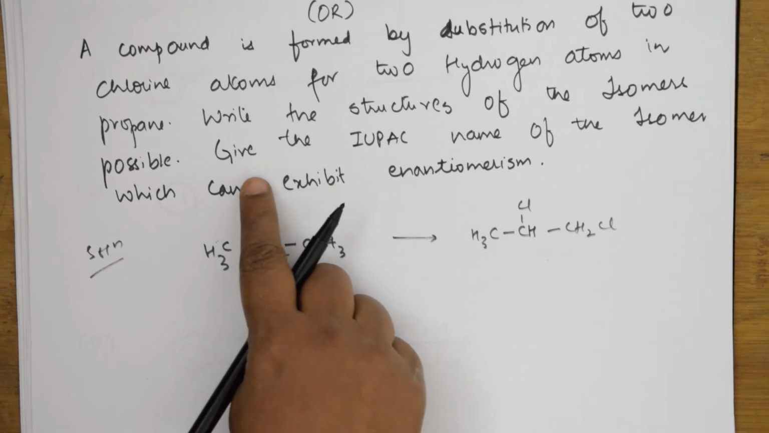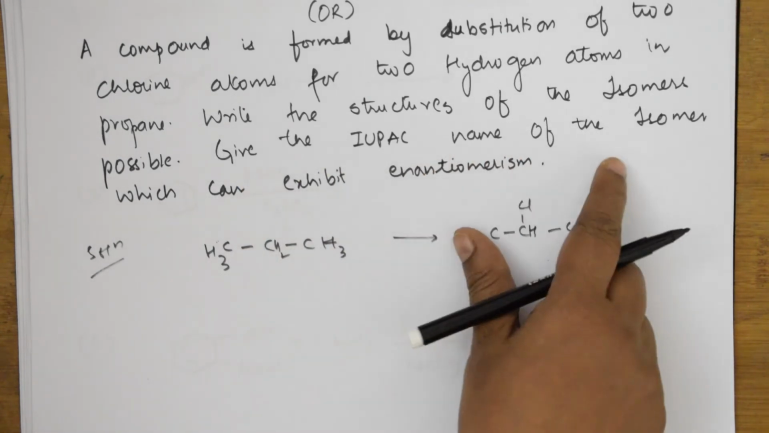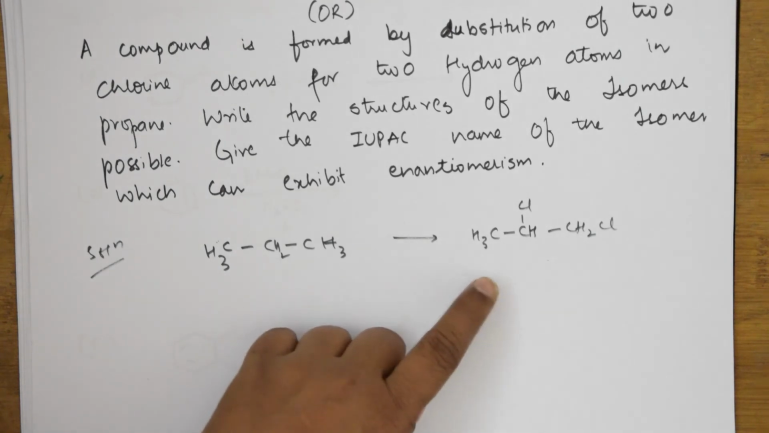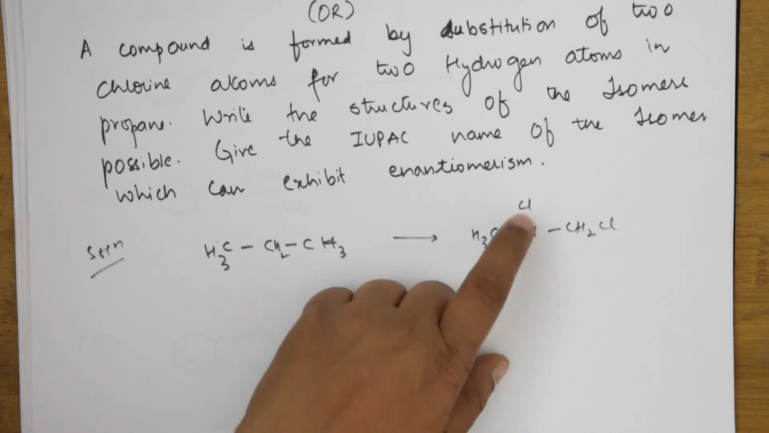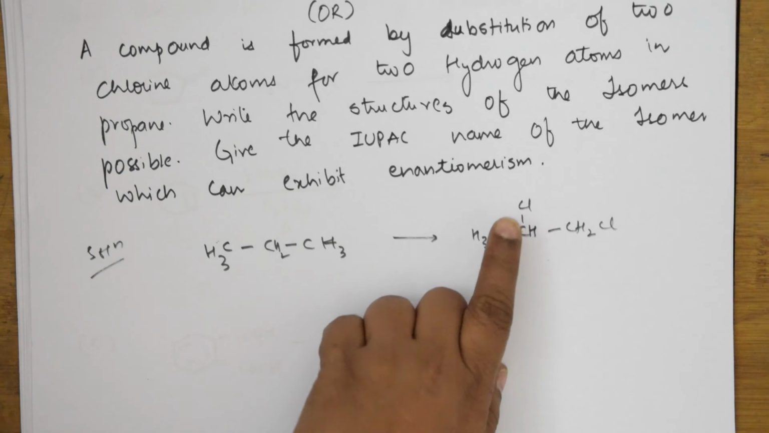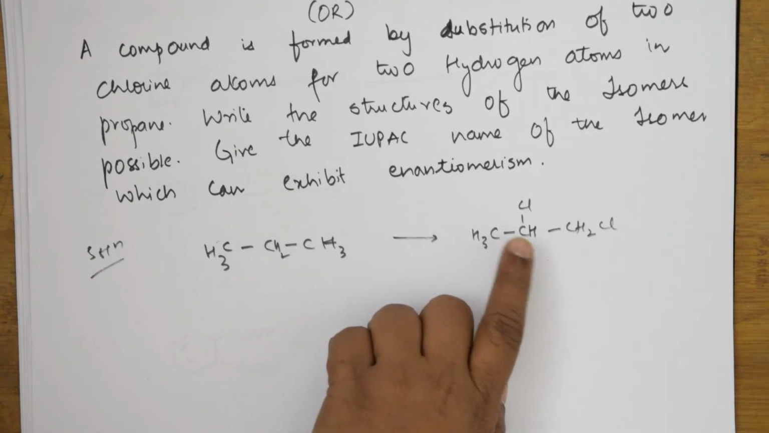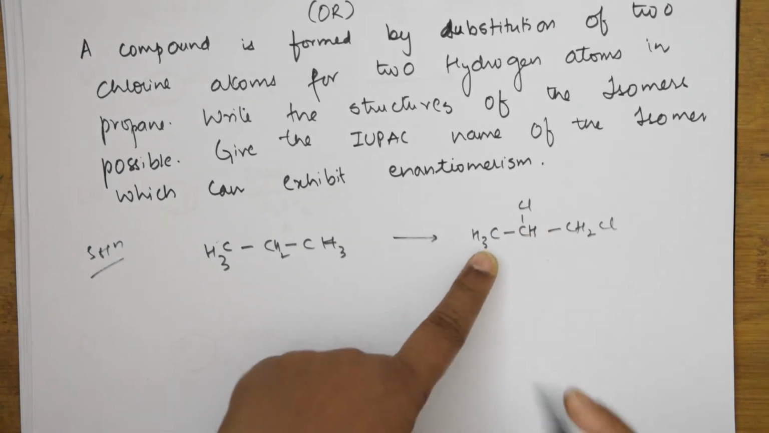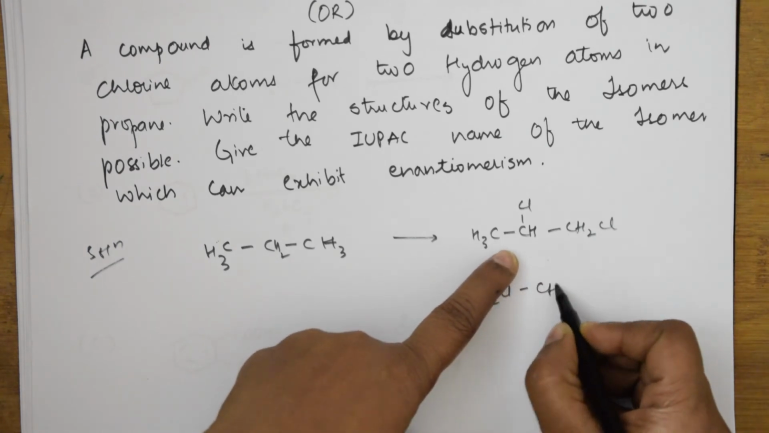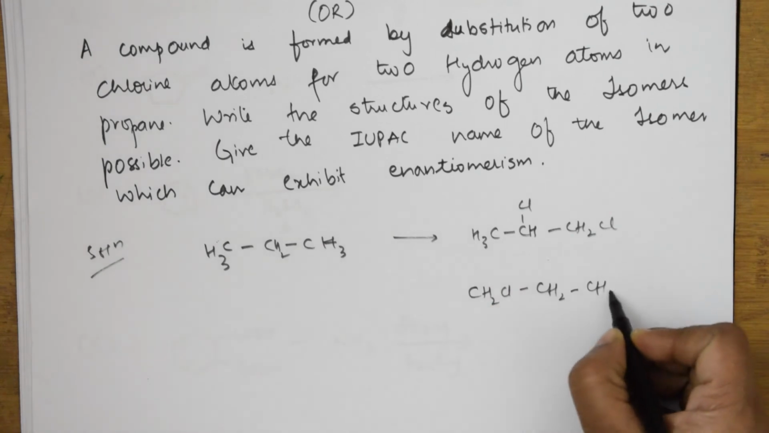And what should you do? You have to give the IUPAC name of the isomer which can exhibit enantiomerism. That is the most important thing they are asking us. So I have to write the isomers. So in the first step, there are chlorine atoms here. Correct? Yes. Now, can I shift the chlorine to this carbon? Yes, let me write. So I can shift the chlorine here. This becomes CH2, this becomes CH2Cl.